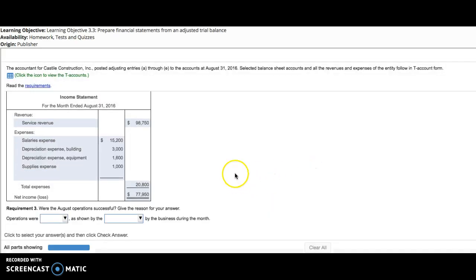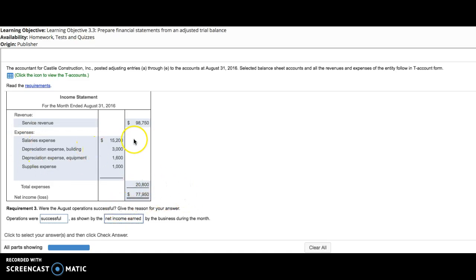Now, requirement 3. Were the August operations successful? Give the reason to your answer. Operations were successful here, right? We made $77,950 based on this fact pattern. So we're profiting here. If we had a loss, then that would be unsuccessful. And this is shown by the net income earned.